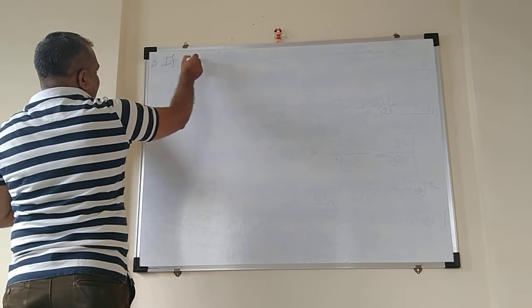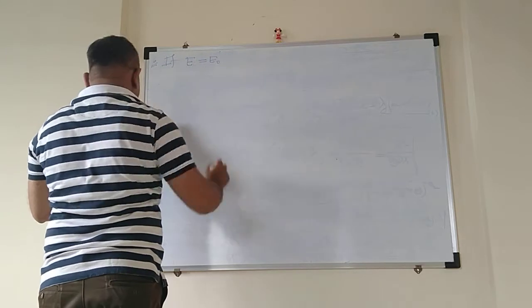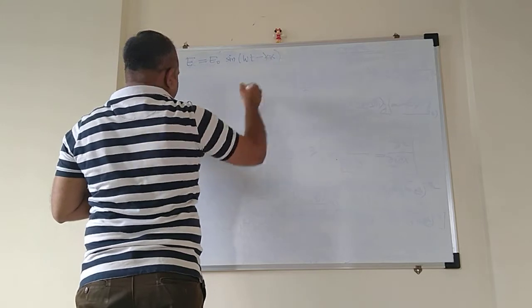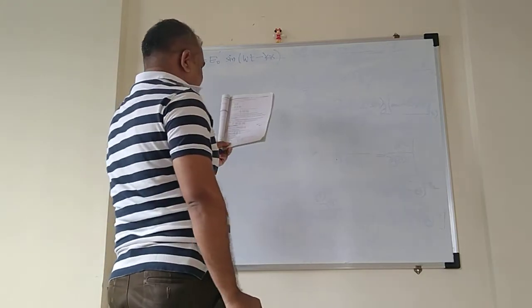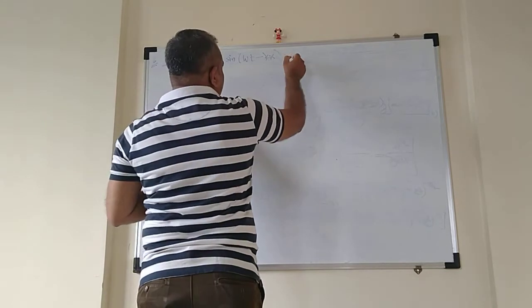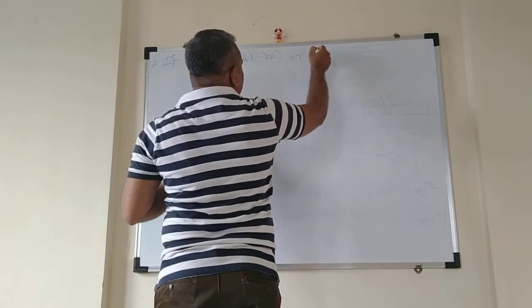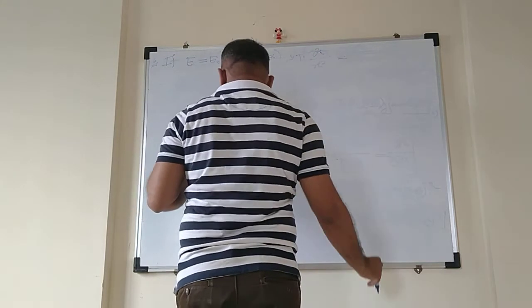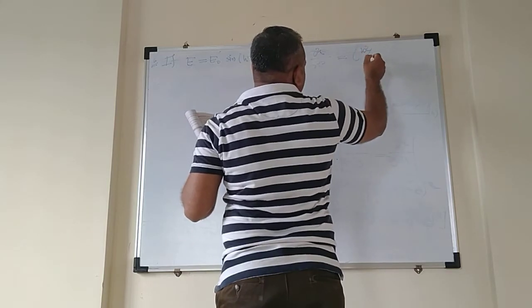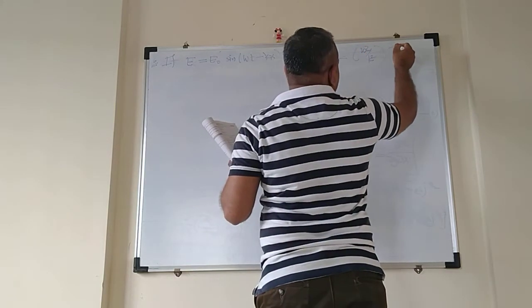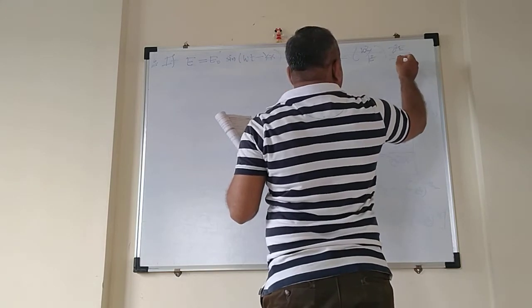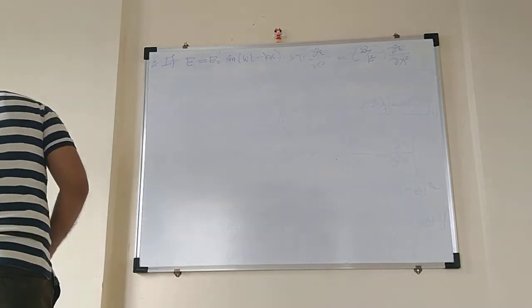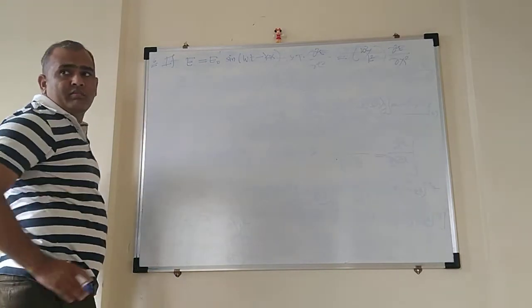If the function E is equal to E naught into sine of (omega t minus kx), where E naught, omega and k are constants, then show that ∂²E/∂t² is equal to omega squared by k squared into ∂²E/∂x². Let us show this, and one or two more problems we'll see, and then we'll stop.